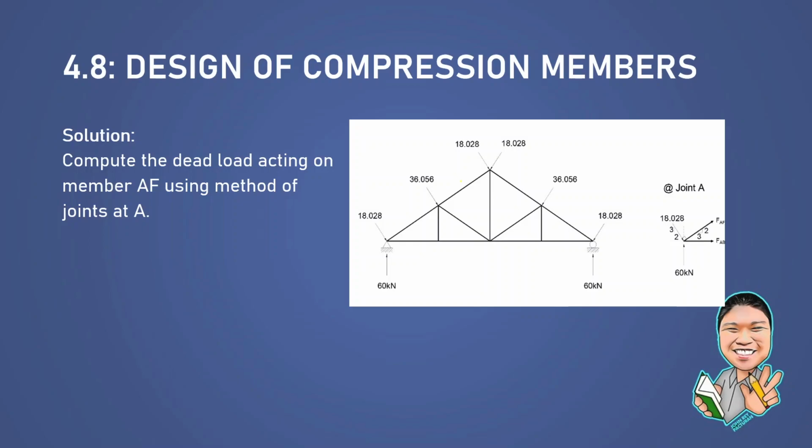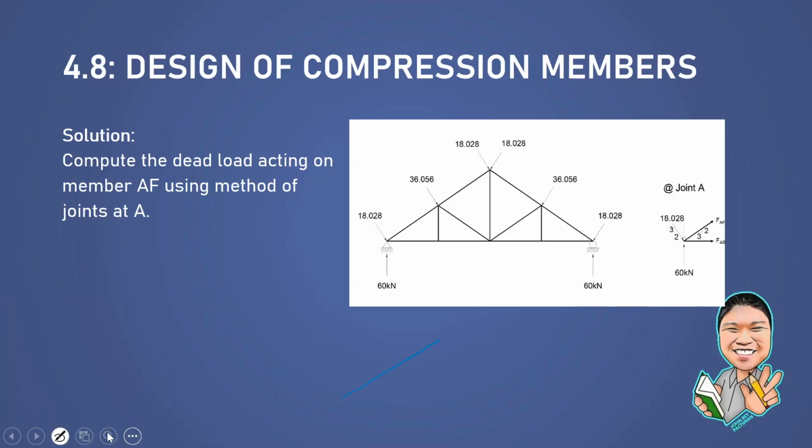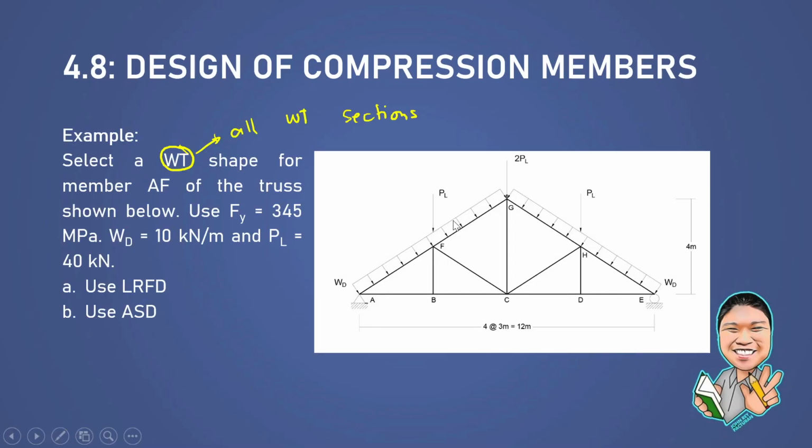So, kung ito yung truss natin, actually, itong mga 18.028, 36.056, and 18.028, galing lang naman yan sa tributary width method. Halimbawa, kung familiar kayo doon, meron tayong truss, tapos meron tayong loads na 10 kilonewton per meter, di ba? Tapos, ito yung point A, ito yung point F, and ito yung point G natin. Balikan natin yan. I am referring to this.